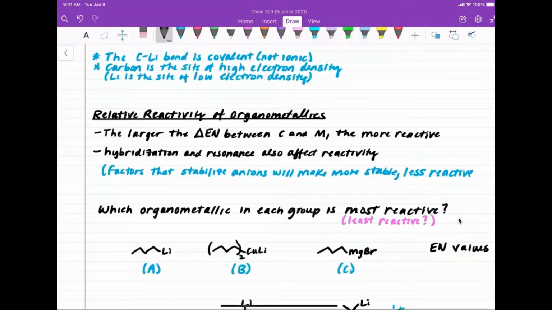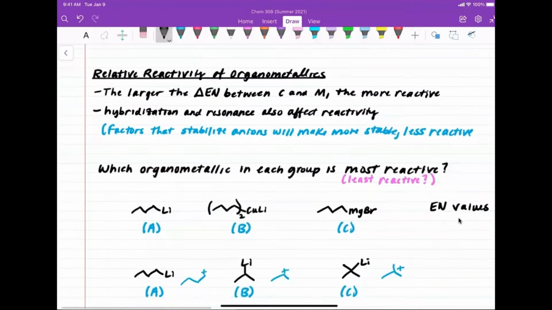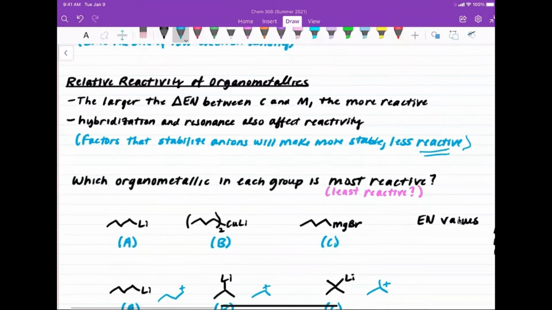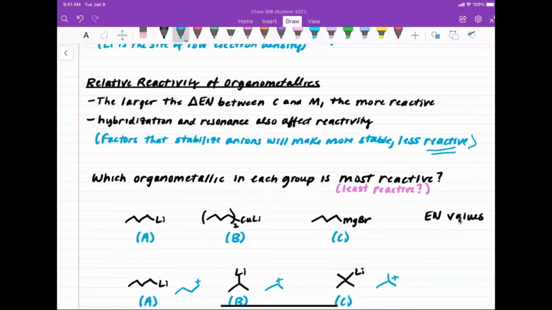Okay, so like I said at the table, the larger the difference in electronegativity, the more reactive the organometallic is going to be. And hybridization and resonance are also going to affect the reactivity. So any factors that stabilize anions will make the anion itself less reactive. Okay, that's what I have up here. So, similar idea to what we looked at with acid-base chemistry. If you made the base form of something more stable, it was a weaker base, but it also made the corresponding acid stronger. So things that stabilize the negative charge on the carbon are going to be less reactive organometallic reagents, less nucleophilic, less basic, and if it doesn't get stabilized, then it's going to be stronger.